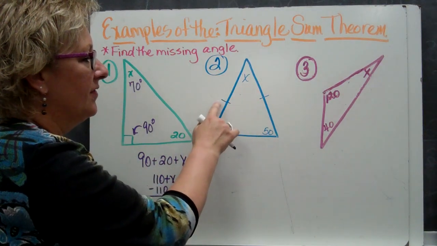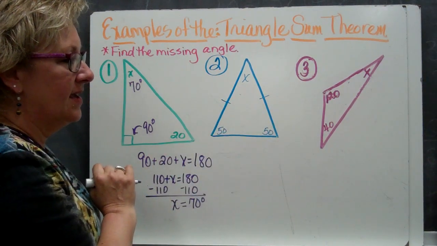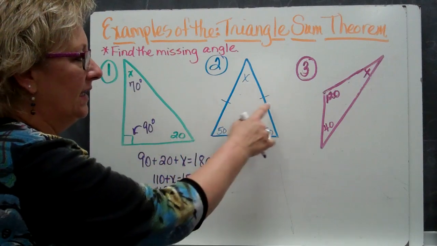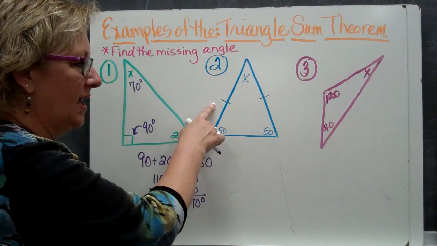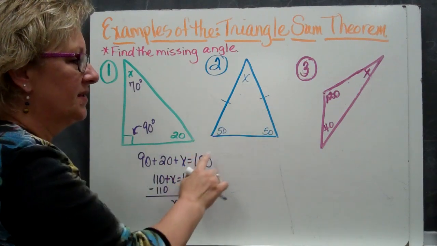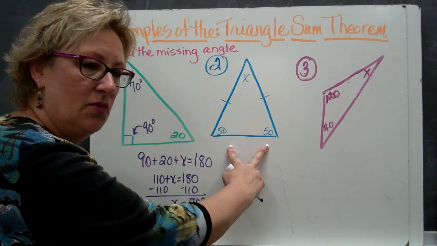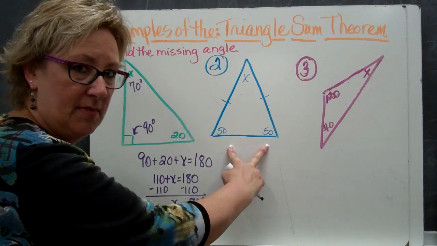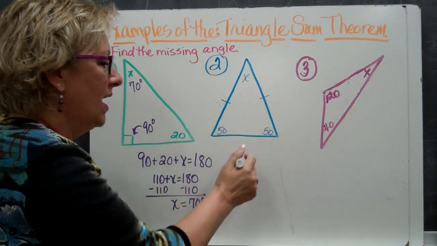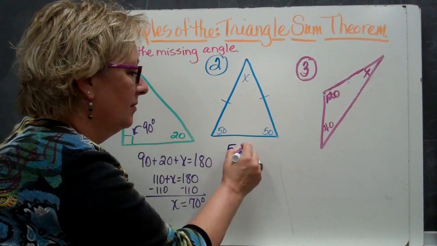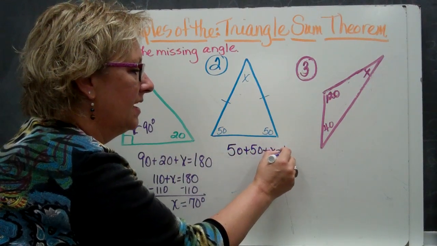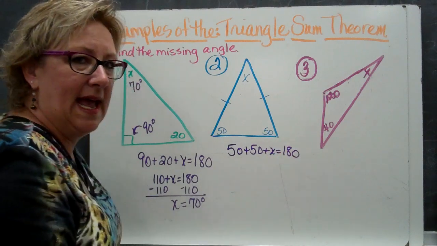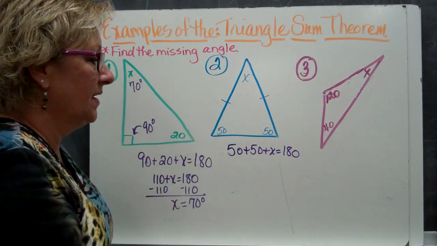Here I have these little signs. They mean that these two lengths are congruent, or the same. So this is an isosceles triangle. When these two sides are the same, these two bottom angles are going to be the same. So I know that when I add 50 plus 50 plus x, everything will add up to a sum of 180 according to the triangle sum theorem.